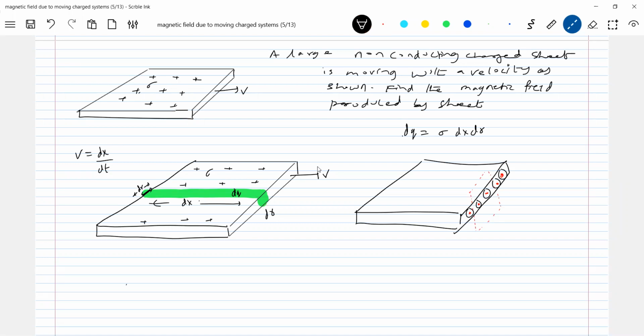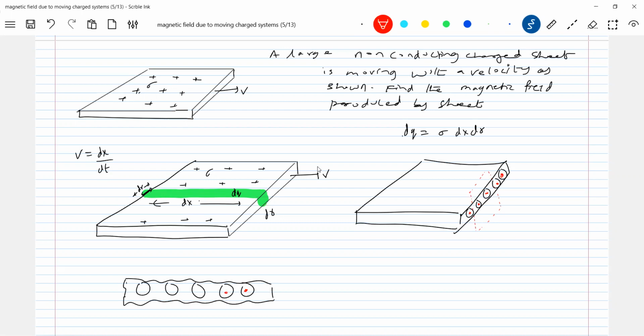Only one problem, if you can go back to the basics of yesterday, what we have learned. So this will be the current, let it be like this, and we assumed an Amperian path. It is enclosing some current.